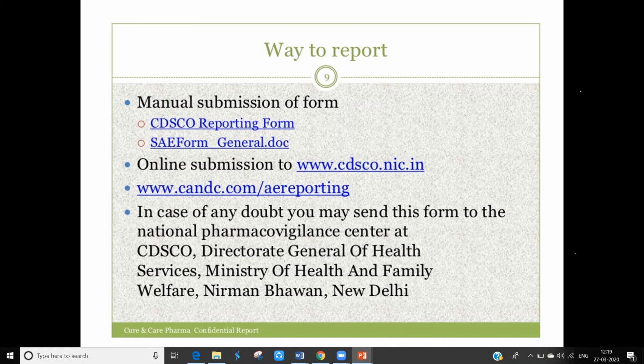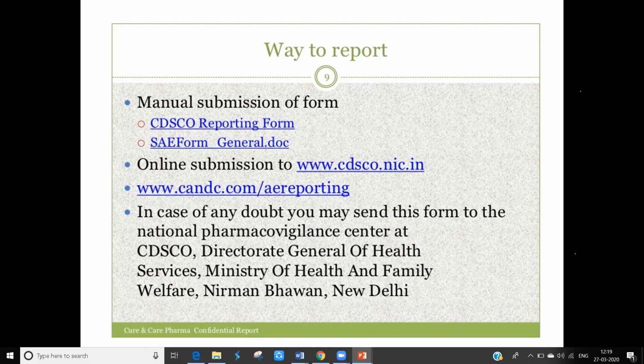Then, very importantly, you should not do patient identification. You can give only the age and gender of the person, but you should never include the patient name, address, email, or telephone. Unless you are the reporter, if on behalf of others, the reporter's details can be given, but not the patient's details, because we have to maintain patient confidentiality. We have to keep it anonymous.